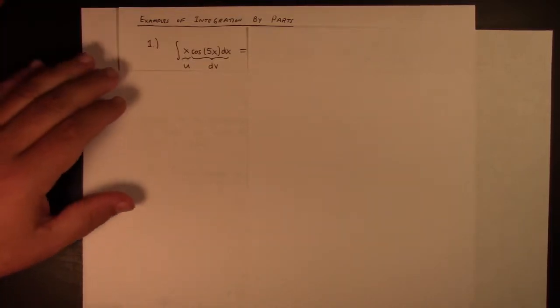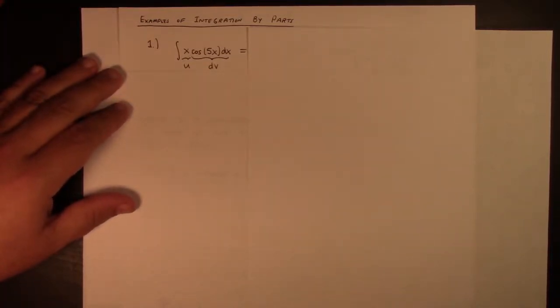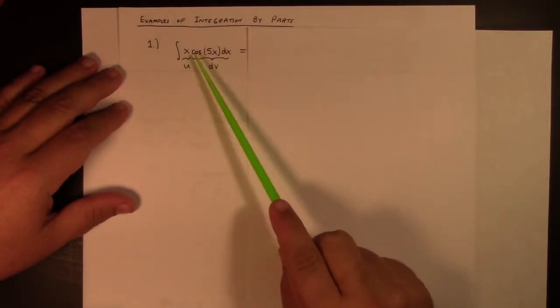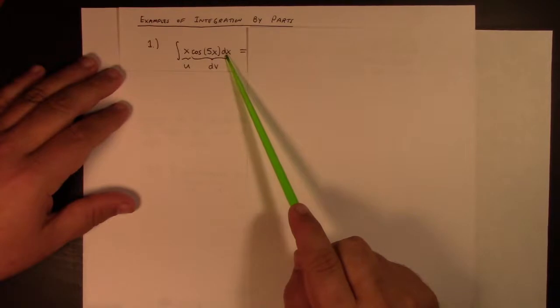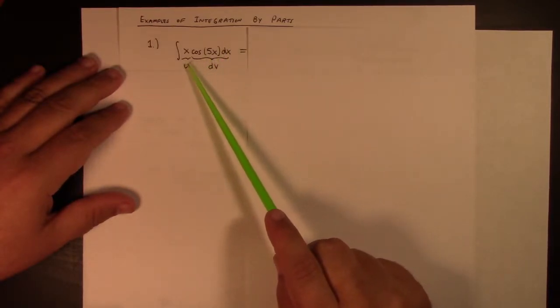So in this video we're going to look at some examples of integration by parts. Let's begin with a pretty basic example. Suppose we're faced with integrating x times cosine of 5x dx. So the first order of business is understanding that this is an integration by parts problem.